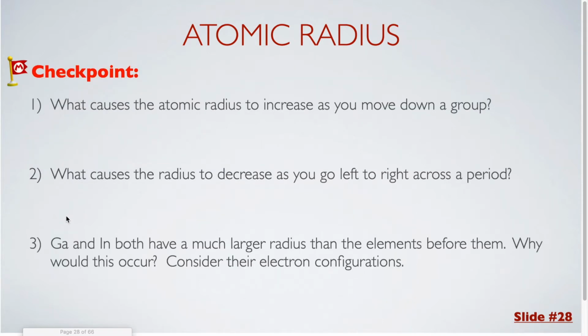For our first checkpoint slide, we're going to have a couple of questions that we will be answering. For the first one, what causes the atomic radius to increase as you move down a group? This has to do with the number of shells.